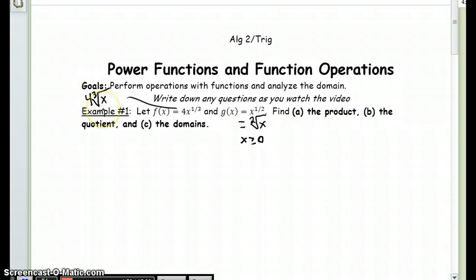If I'm taking the cubed root, I can take the cubed root of negatives, zeros, or positives, and so the domain of this is all reals. Now, I'm going to write this funny looking R. That means all reals.